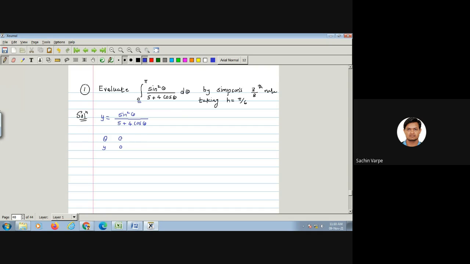Now the next theta will be 0 plus h, but h is pi by 6, so 0 plus pi by 6 is pi by 6. And what is y at pi by 6? Just calculate it. Sine square pi by 6 upon 5 plus 4 cos pi by 6. Use radian mode. Is it 0.02953?